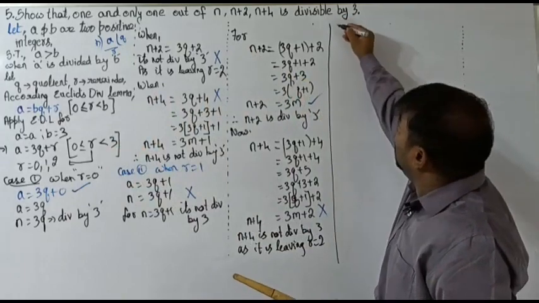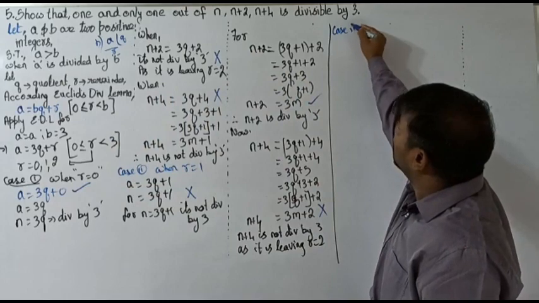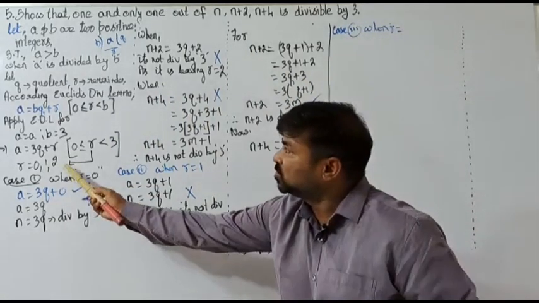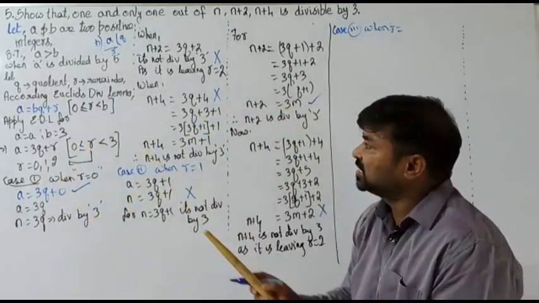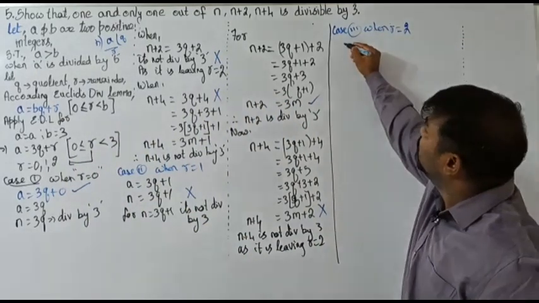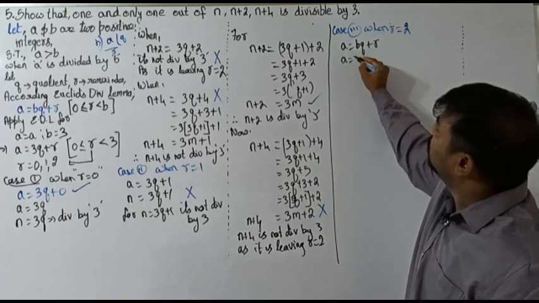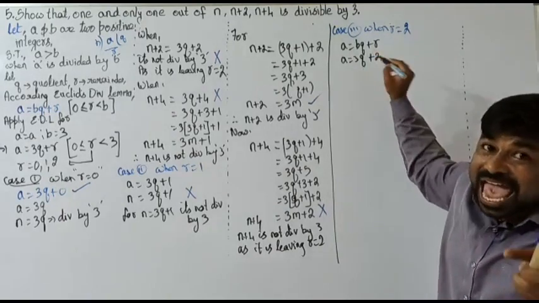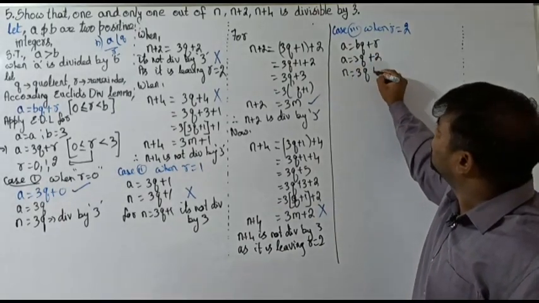Now let us go for case 3. Case 1 is r equal to 0. Case 2 is r equal to 1. Case 3 is r equal to 2. What does n become now? We know a is equal to bq plus r. A is equal to 3q plus 2. Now consider this as n. So n is equal to 3q plus 2.